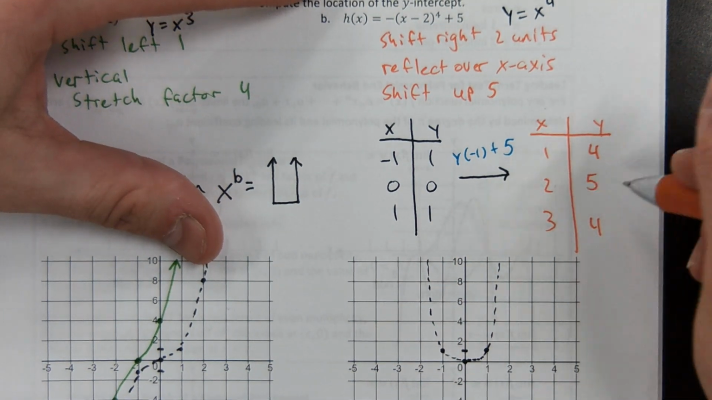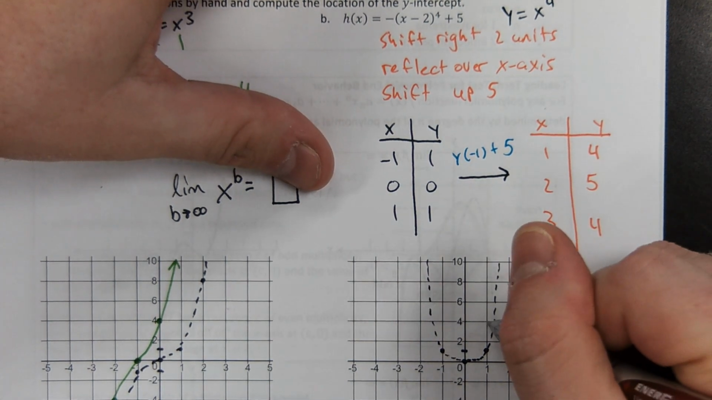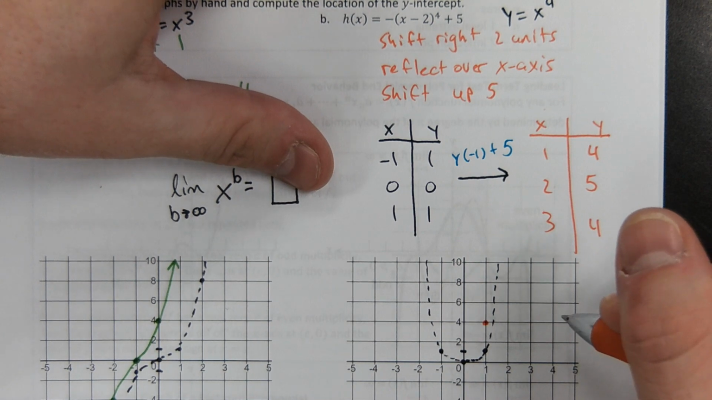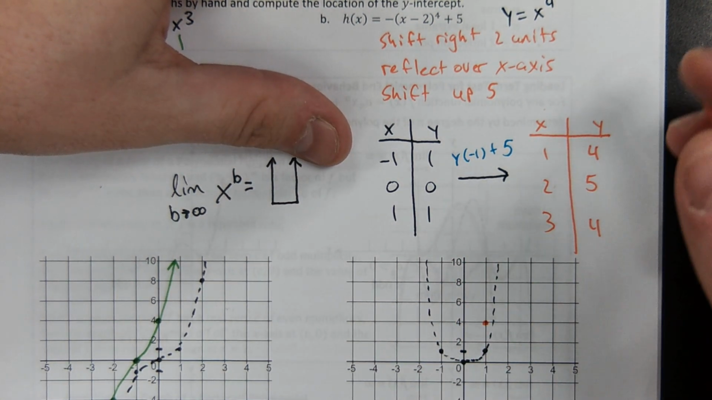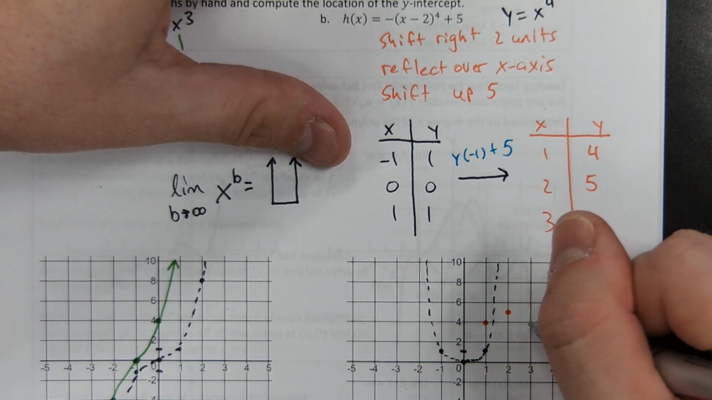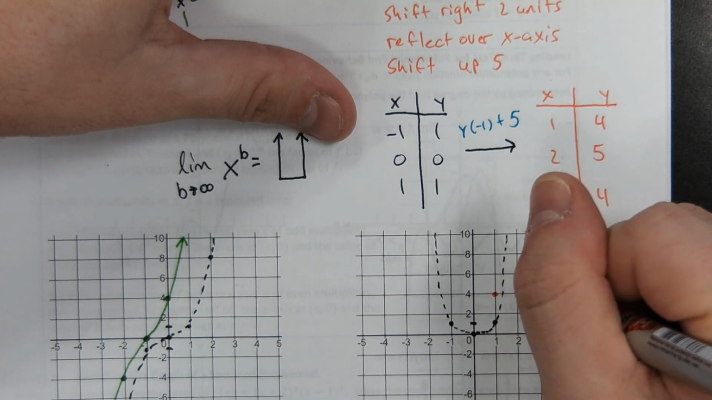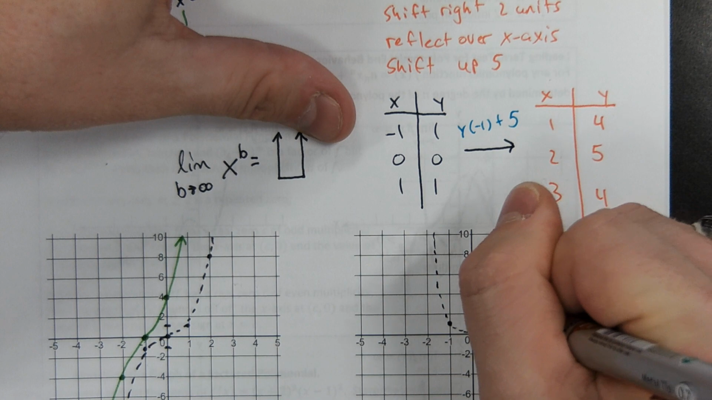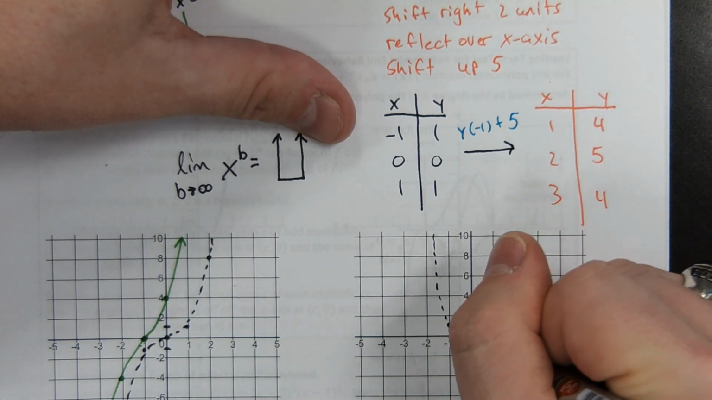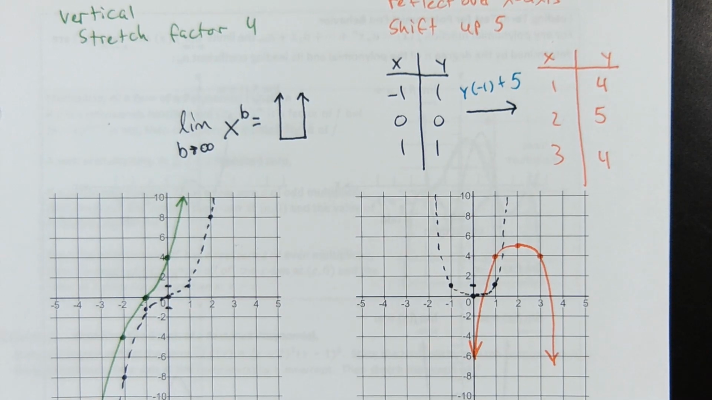There it is. Remember, flat at the bottom, steep on the sides. 1 comma 4. No, it's this times, not minus. It's okay. 2 comma 5. 3 comma 4. Flat on the bottom, and then steep. Hey, come on now. There we go. It's actually steeper than what I drew, but whatever.